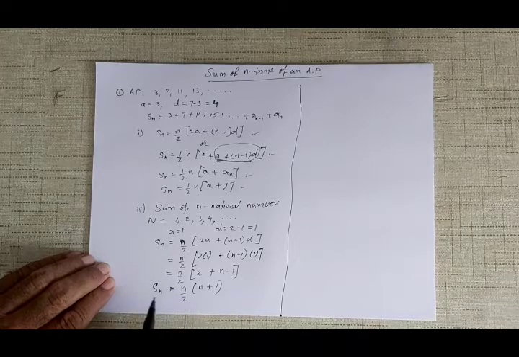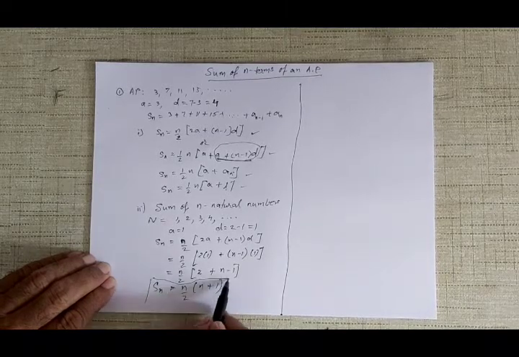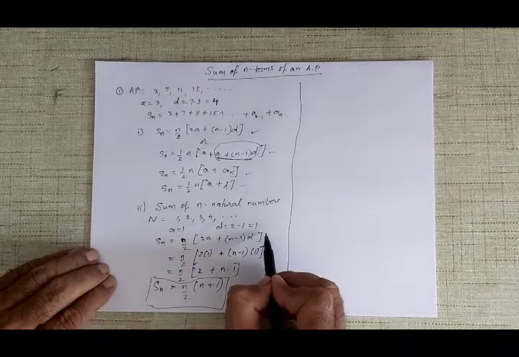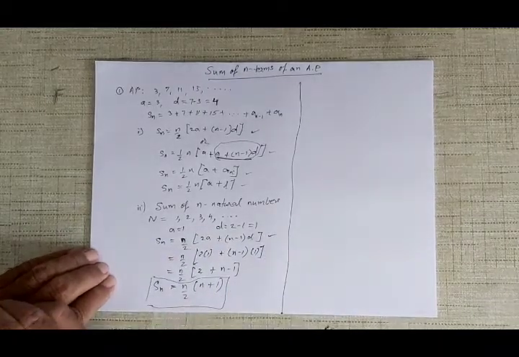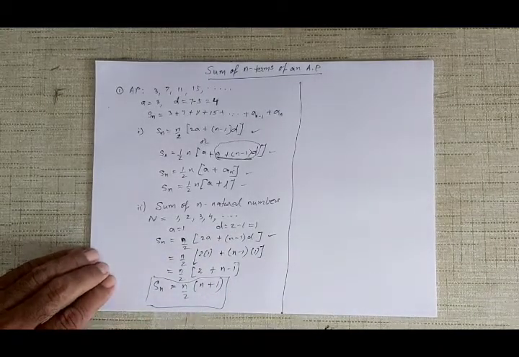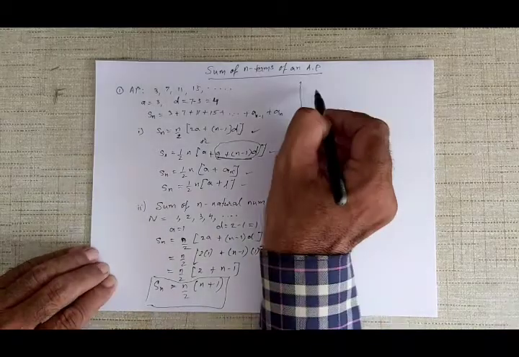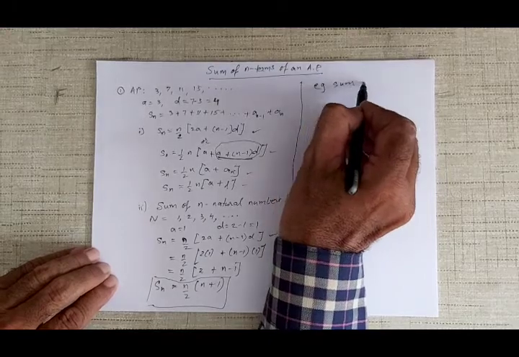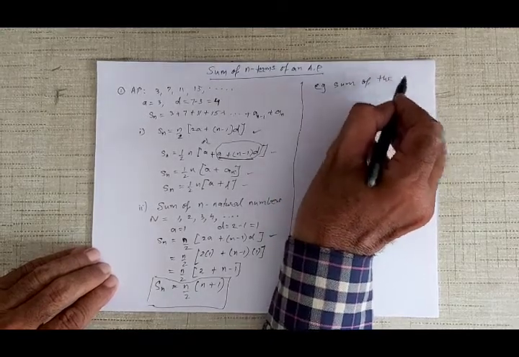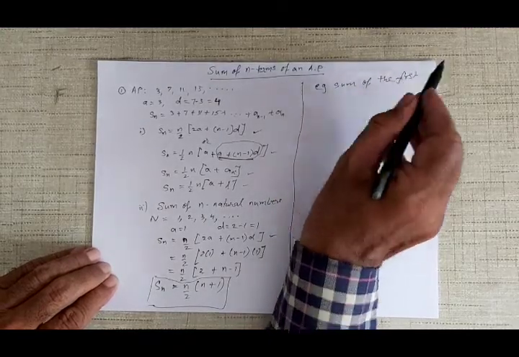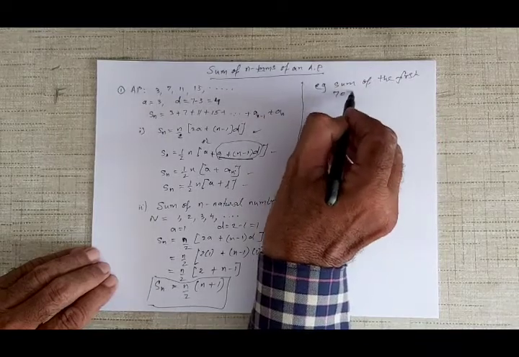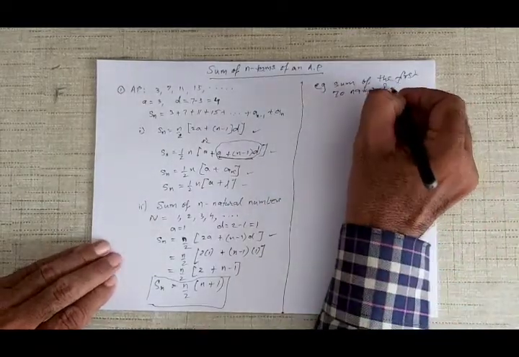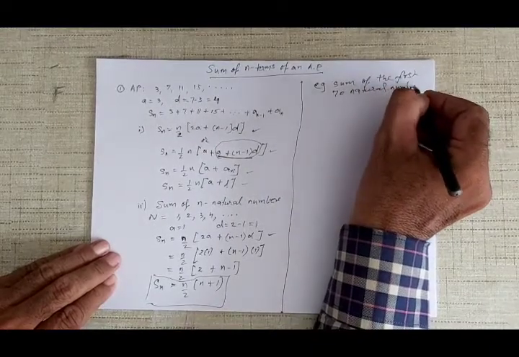Sum of n natural numbers. This is the formula that you should use if you want to find the sum of n natural numbers. Of course, even if you use the general formula, you will still get this. But if you know this, it is even easier to substitute. For example, now I want to find the sum of the first 70 natural numbers.